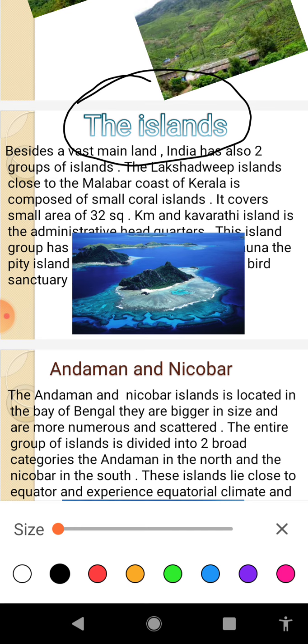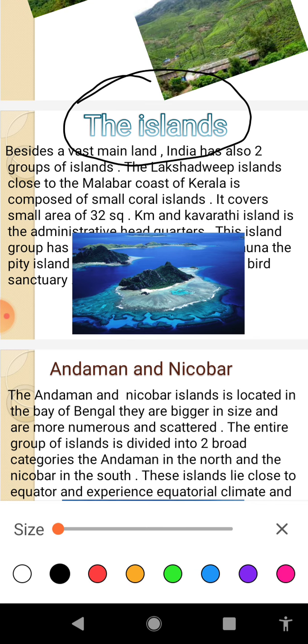With regard to the Lakshadweep Islands, these islands are of coral origin, meaning they have been formed of the skeletons of coral polyps. Due to the deposition of the skeletons of coral polyps, the Lakshadweep Islands have been formed, so it is said that they are of coral origin.